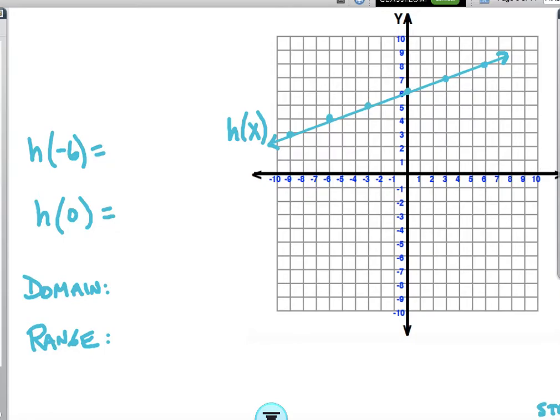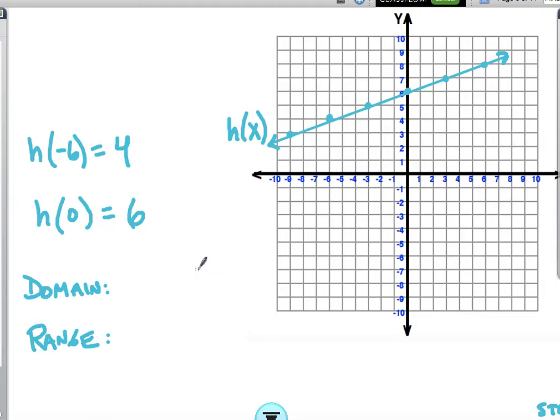Okay, and then here we've got a linear function, a line, and I'm calling it h of x, and I want to evaluate it at -6. So go to -6 on the x-axis, look to see where it hits the line, and it hits at 4. And then here we're going to evaluate the h function at 0. So that means you're going to go to 0 on the x-axis and see where it hits the line. It hits the line up here at 6.